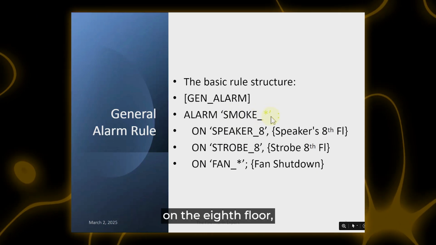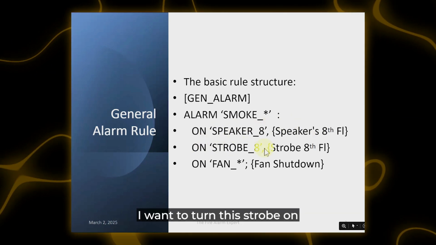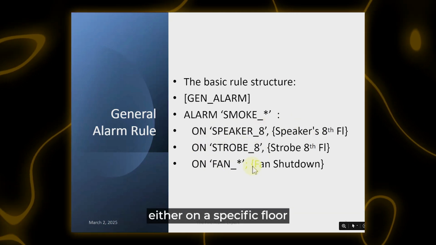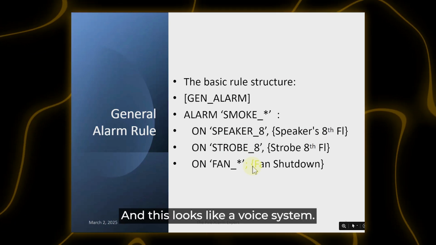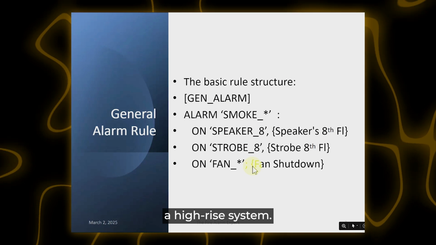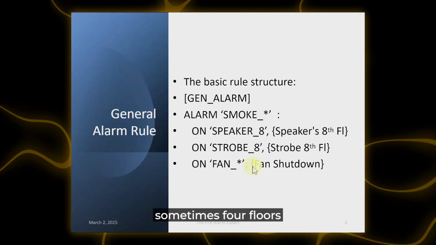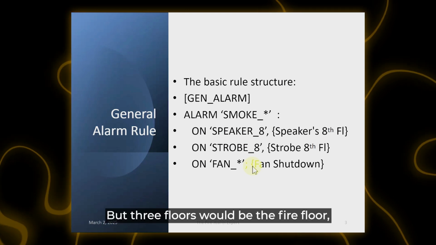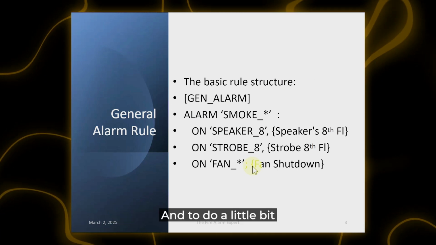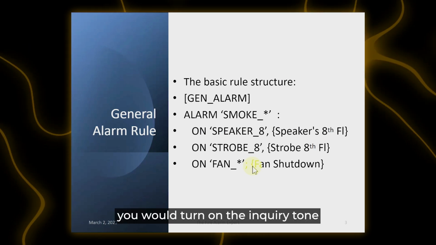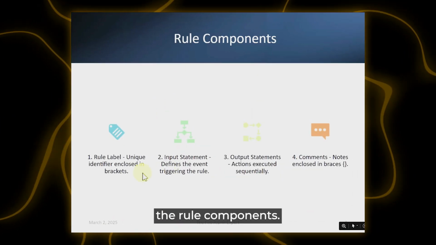specifically a smoke detector on the 8th floor, goes into alarm, I want to turn these speakers on, I want to turn this strobe on, and I want to shut down the fans, either on a specific floor or throughout the building. And this looks like a voice system. This would be like in a high-rise system. And usually in a high-rise system, you would have to activate 3 floors, sometimes 4 floors, depending on the AHJ. But 3 floors would be the fire floor, the floor above, and the floor below. And to do a little bit of advanced programming, you would turn on the inquiry tone throughout the rest of the building.